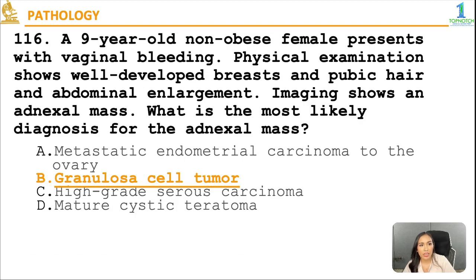Let's go back to the case. 9-year-old, tapos meron ng vaginal bleeding. Apakabata pa niya, tapos meron na siyang breasts, meron na rin siyang pubic hair. So, this is obviously a case of precocious puberty. The most likely type of ovarian tumor in this patient is sex cord stromal. And among the choices, ang sex cord stromal lang dyan is granulosa cell tumor. So, the granulosa cell tumor produces excess estrogen, producing precocious puberty.